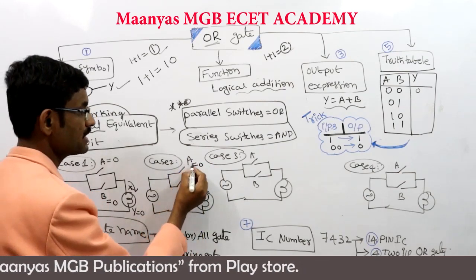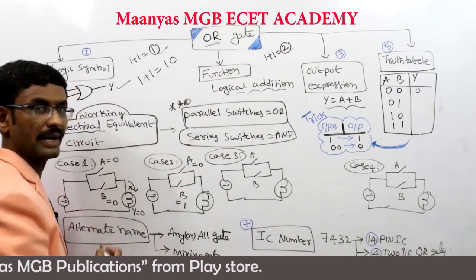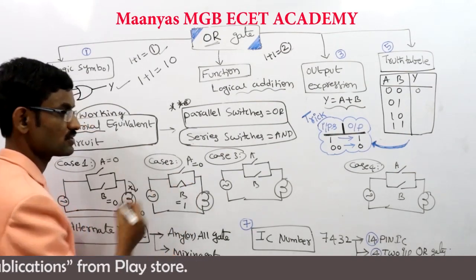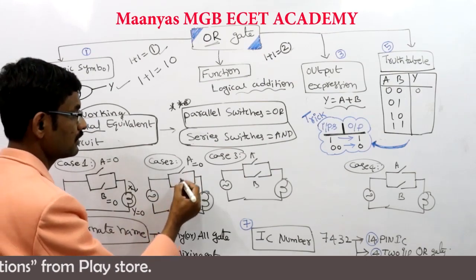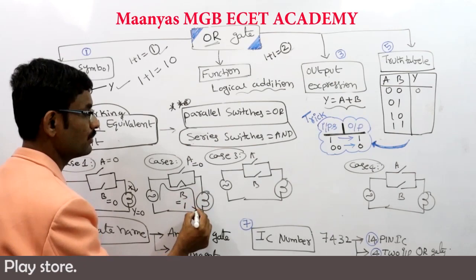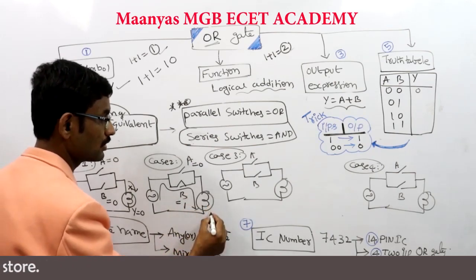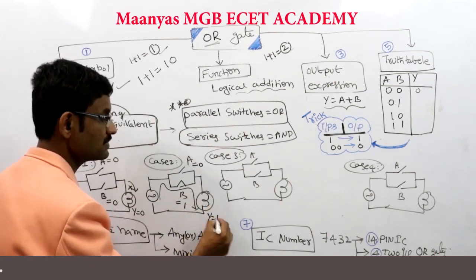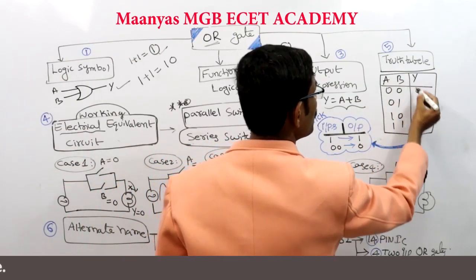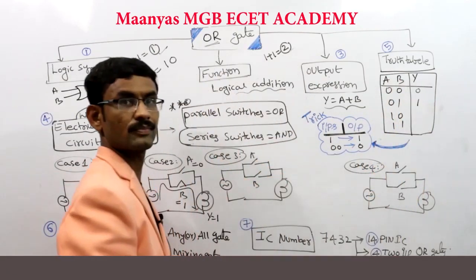For the input A0, the switch is opened. For the input B is equal to 1, the switch is closed. Here B is closed, so current from the power supply flows into the bulb. The bulb glows, therefore the output becomes 1. For the inputs A0, B1, y is equal to 1.